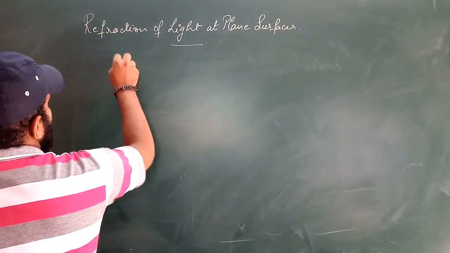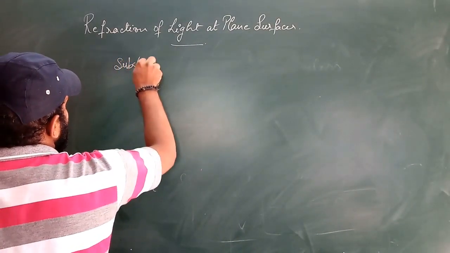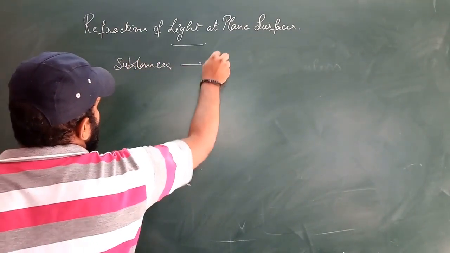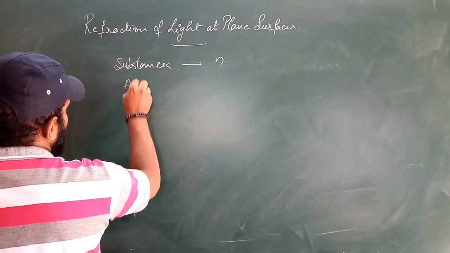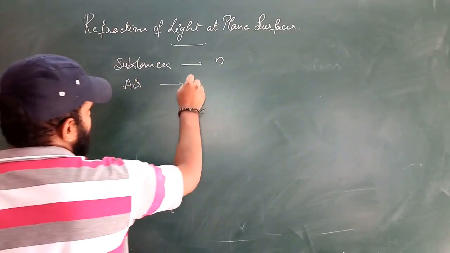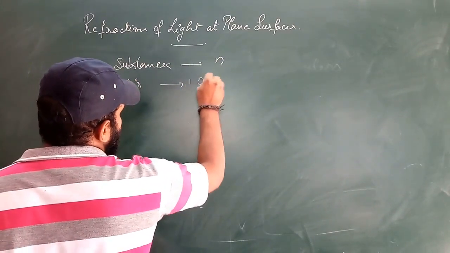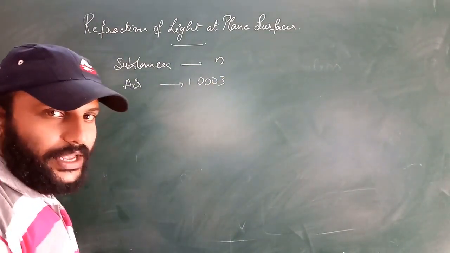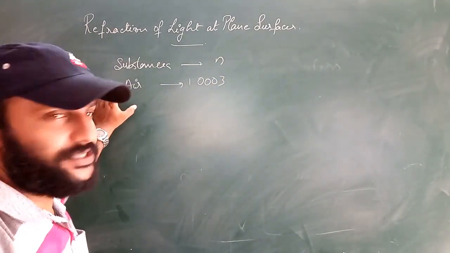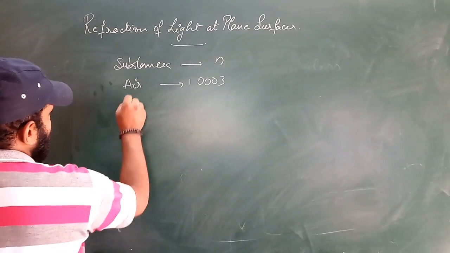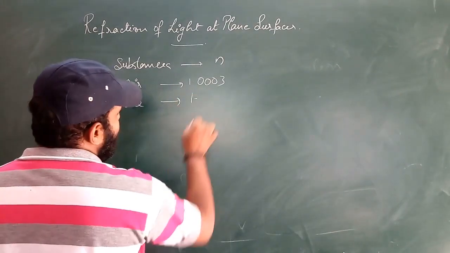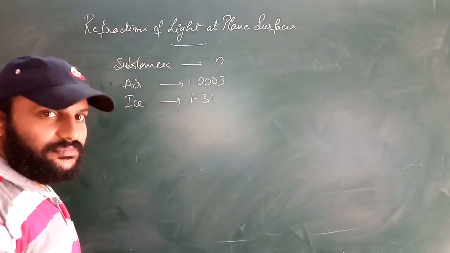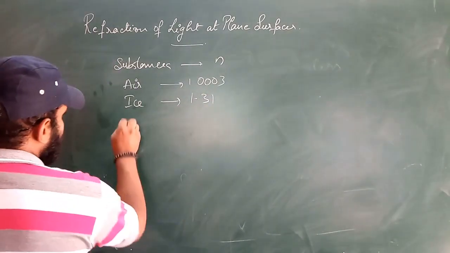Now, refractive index of substances and its refractive index value. First one, it is air. Its refractive index value is 1.0003. Next one is ice. Its value is how much? 1.31. Next one is what?